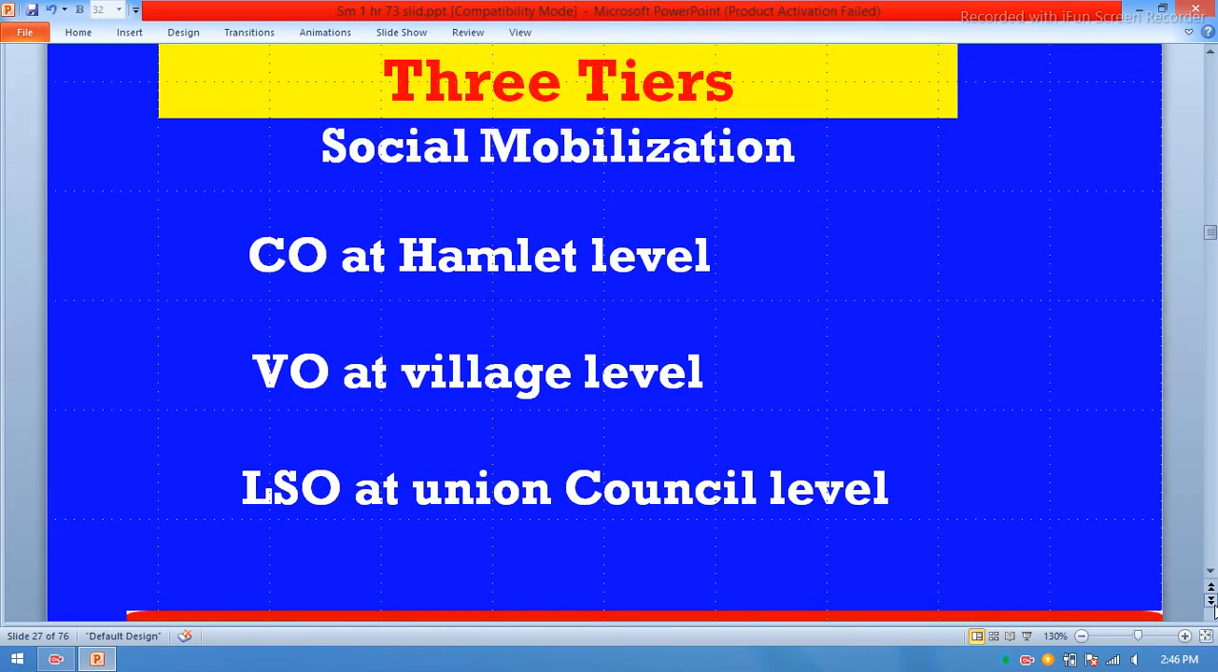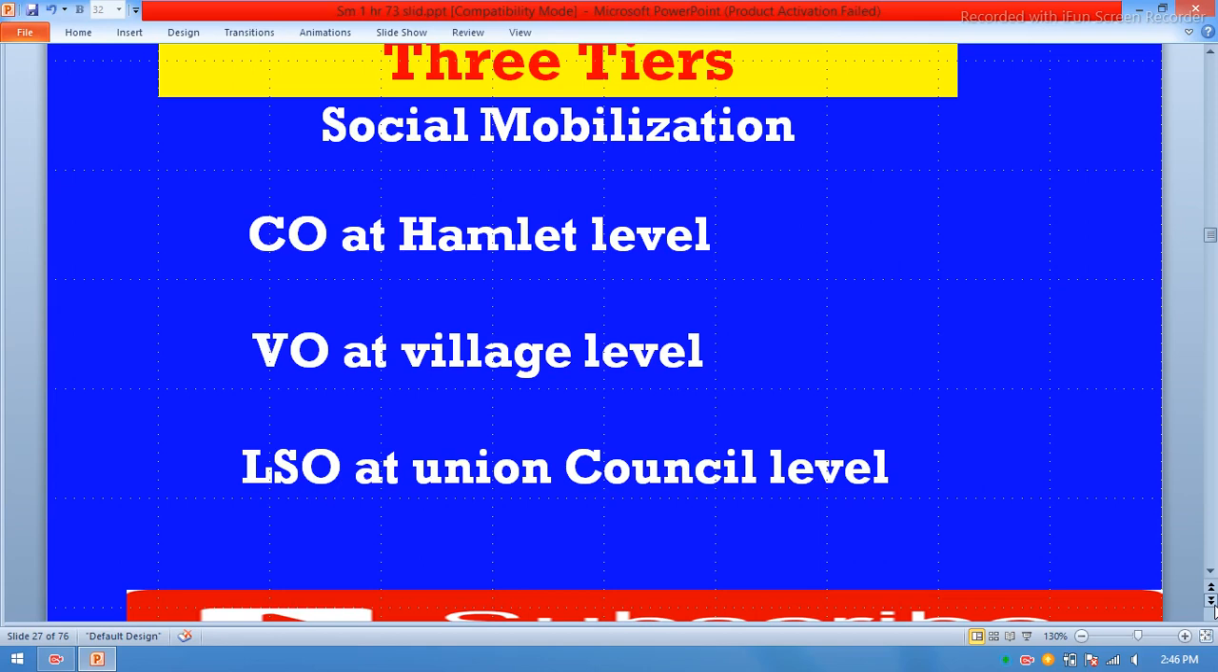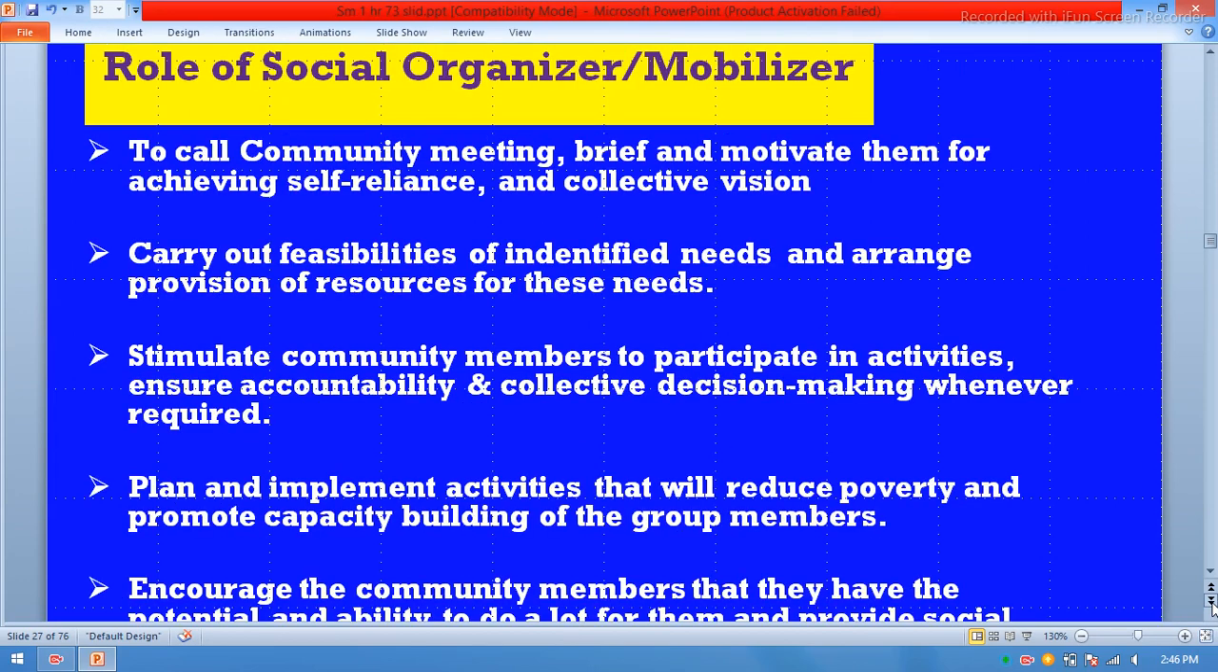Three tiers of social mobilization are community organization at hamlet level, village organization at village level, local support organization at union council or watershed level. Roles of social mobilizer: to call community meeting, brief and motivate them for achieving self-reliance and collective vision, carry out feasibility of identified needs and average provision of resources for these needs, stimulate community members to participate in activities, ensure accountability, collective decision making whenever required.